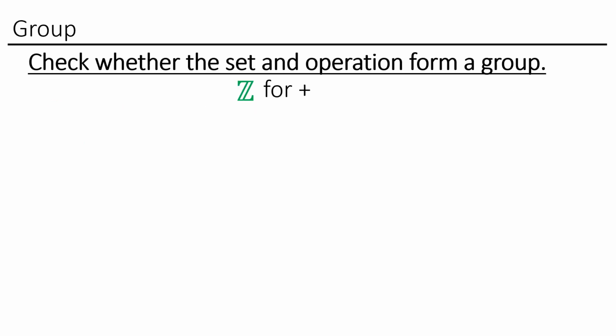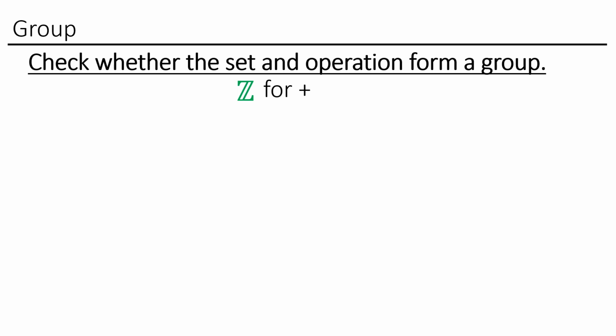The last thing we're going to go over is something called a group, and you're going to be asked to check whether the set and operation form a group. So in order to form a group, we're going to look at this numerical set, which in this case is the integers, and we're going to look at the operation, which in this case is addition, and we want to know if it forms a group. And in order to form a group, you have to satisfy 4 different things. So we're going to go over those 4 different things.